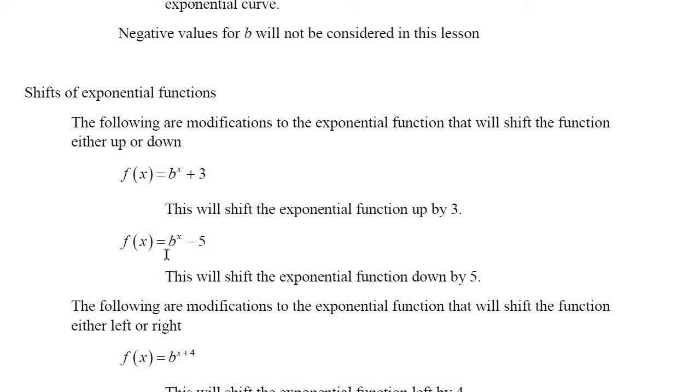If I have f of x is equal to b to the x minus 5, then that's going to shift my exponential function down by 5.